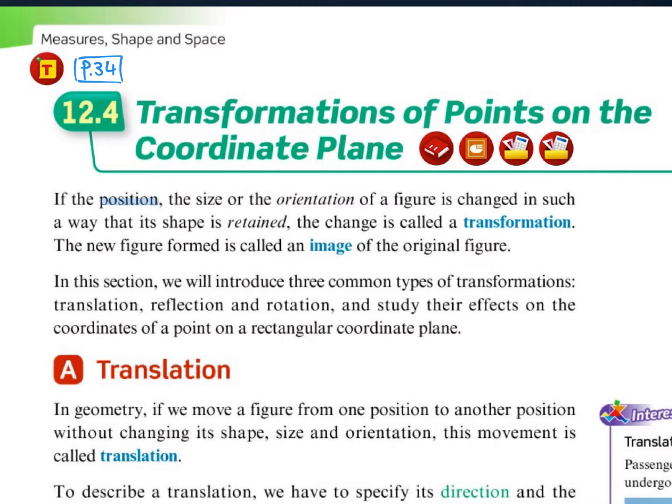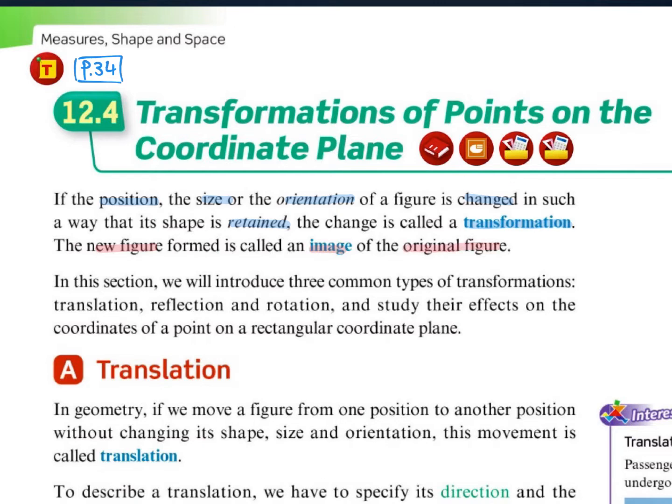If the position, the size, or the orientation of the original figure is changed such that the shape of this figure is retained, the change is called a transformation. That means the shape has no change, but maybe the position is different, the size is different, or the orientation is also different. And the new figure, we call it the image of the original figure.